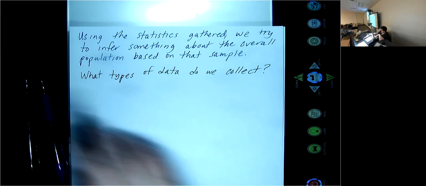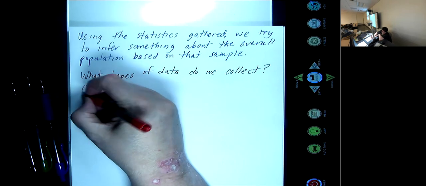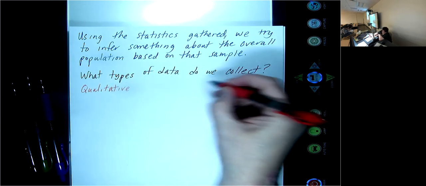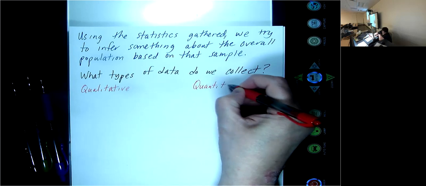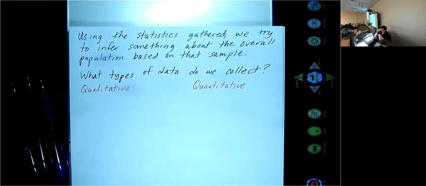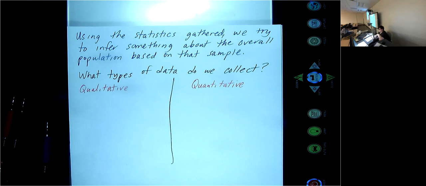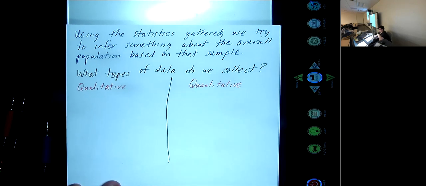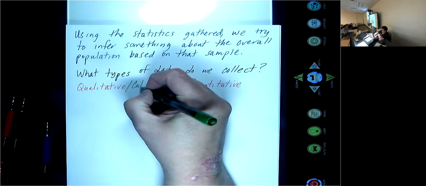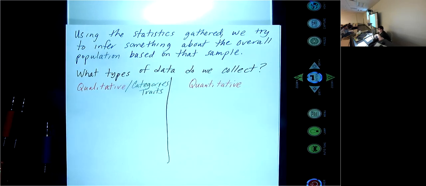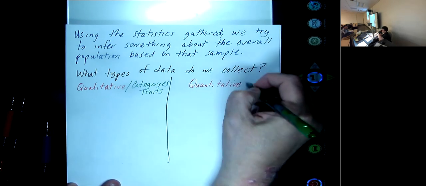So we have two types of categories here. We could have qualitative, and we could have quantitative. Qualitative kind of has the word quality in it. Quality or trait or characteristic. This is categories or traits. Quantitative sounds like the word quantity. So this is numerically related.